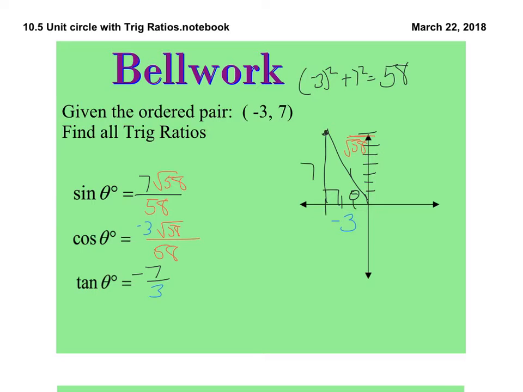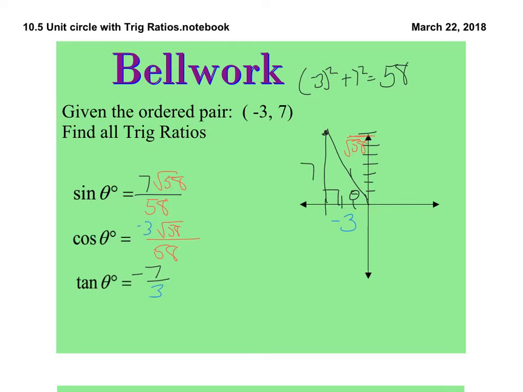From the point that you're given for your ordered pair, you're going to draw the radius or hypotenuse back to the origin. And your right angle will always be on the x-axis. It'll also be directly below the ordered pair I've given you or above it, depending on the orientation of that point.